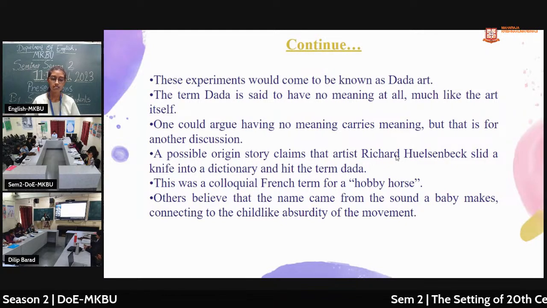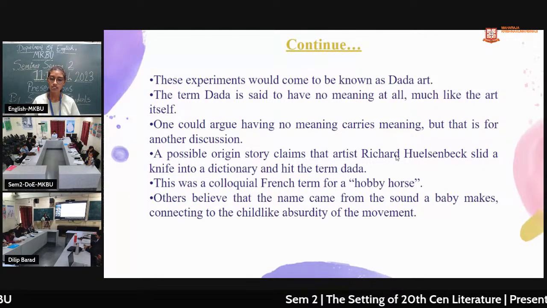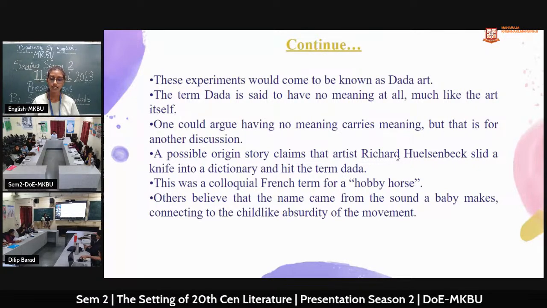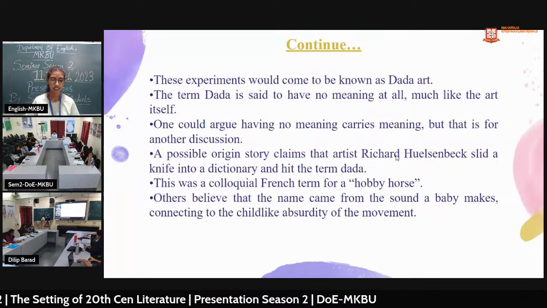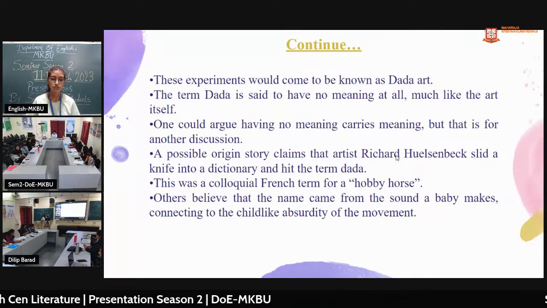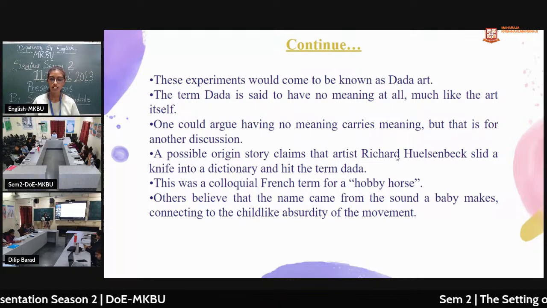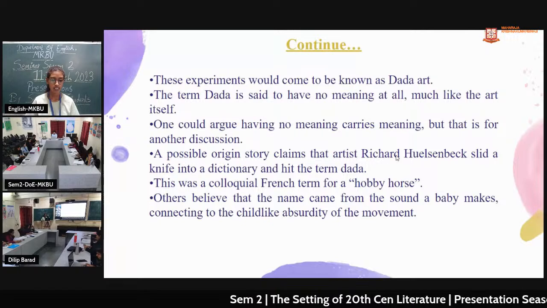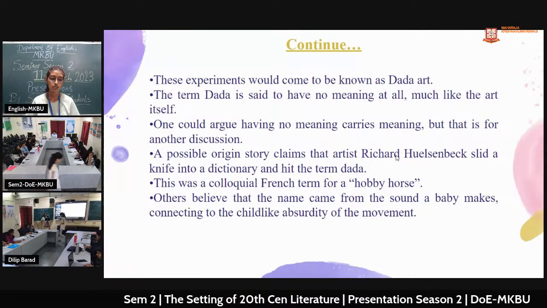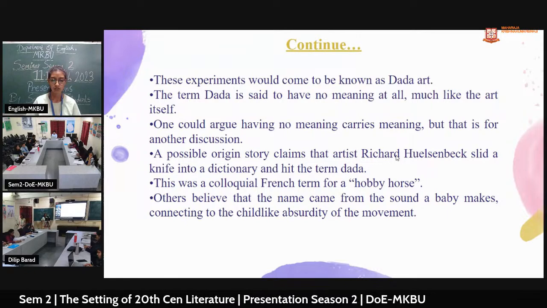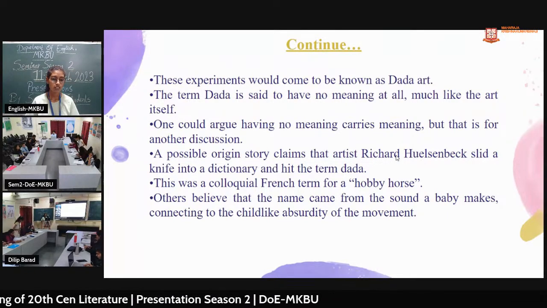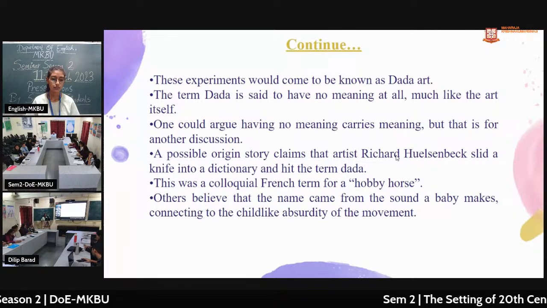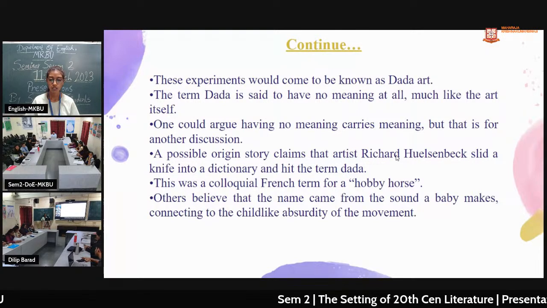The term Dada is said to have no meaning at all, much like the art itself. One could argue having no meaning carries meaning, but that is for another discussion. A possible origin story claims that artist Richard Huelsenbeck slid a knife into a dictionary and hit the term Dada. This was a colloquial French term for a hobby horse. Others believe that the name came from the sound a baby makes, connecting to the childlike absurdity of the movement.